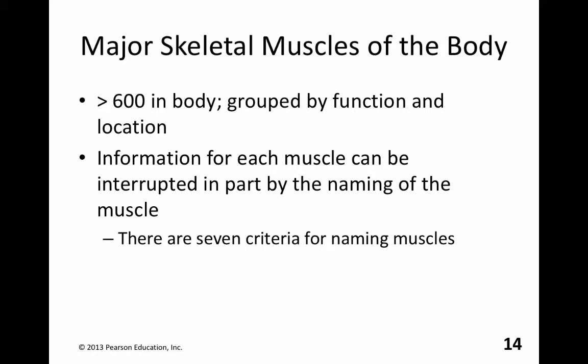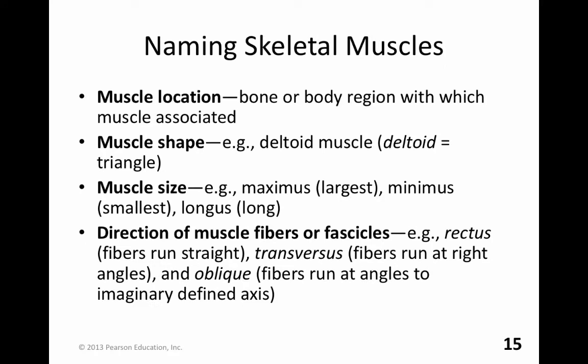So there are more than 600 muscles in the body, and they can be grouped by function and location. Information for each muscle can be interpreted in part by the name of the muscle. There are 7 different criteria for naming muscles. And so the first is, where is it located? So sometimes the muscles are named by the body region or the bone that they're associated with. Sometimes they're named due to muscle shape.